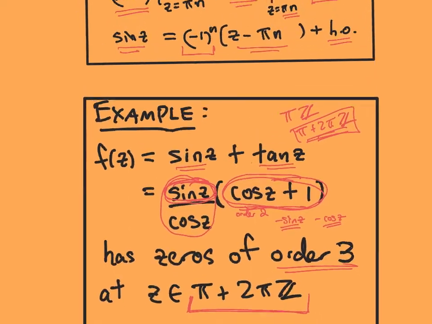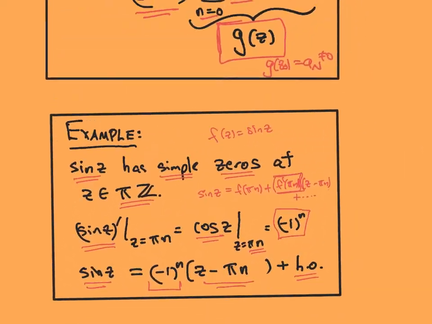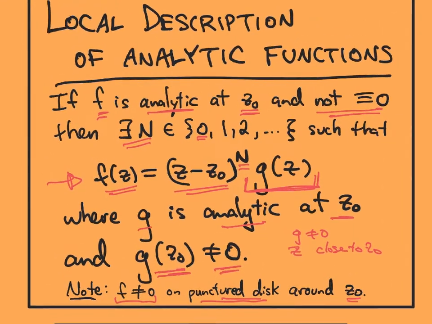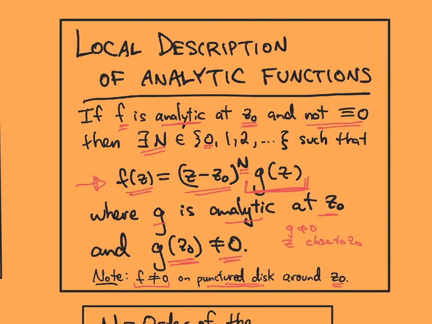Okay, so by our local description, we already know that analytic functions that are not identically zero will locally just look like a power of z minus z naught to the n times something non-vanishing. And as we said, this means the zeros will be isolated. So around every zero, you can find a disk where there's only one zero, possibly with some order.